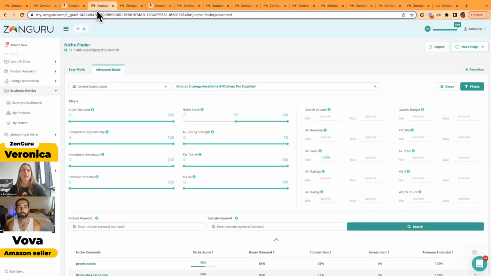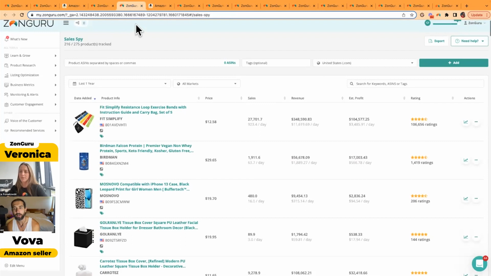So let's see if I've got it lined up here. Yeah, I sell in the barbecue niche. So that's a seasonal niche, for example. But somebody who never knew about it would never have known. So you're saying with this tool, we can track seasonality and understand it, right?